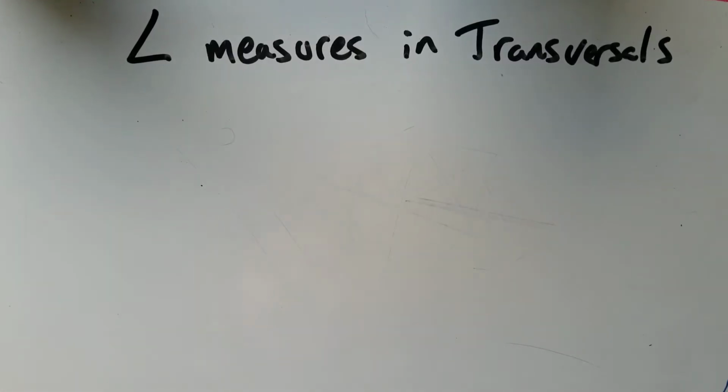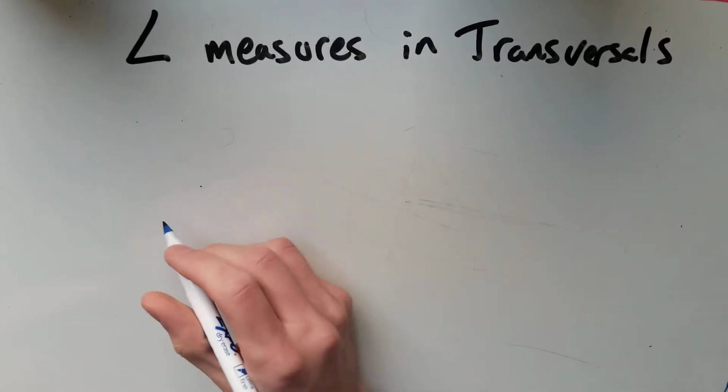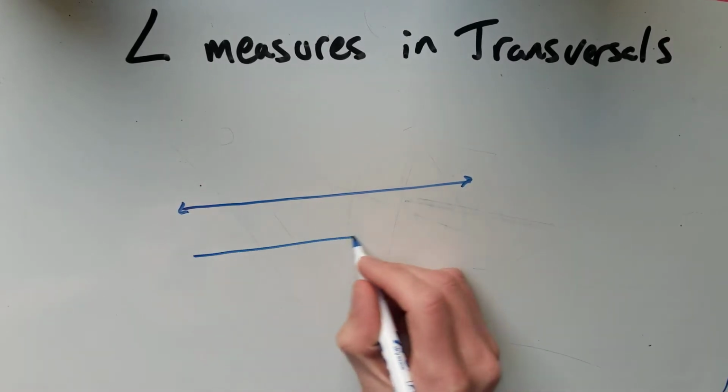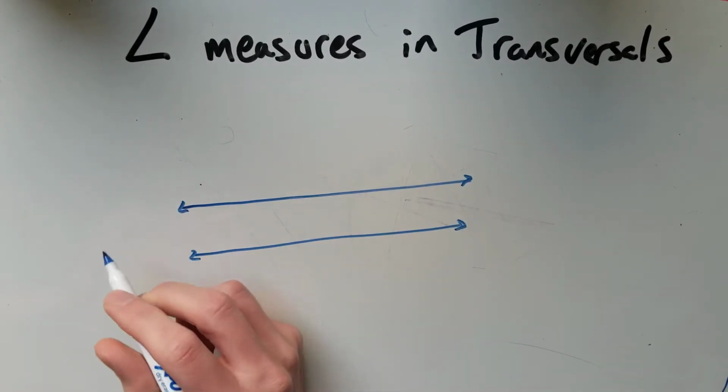Hey guys, today we're going to be talking about angle measurements in transversals, and this is going to be for a really special case. The special case that we're going to look at is if we have two lines. So in our example, if you're using the slides, we have line A and B.